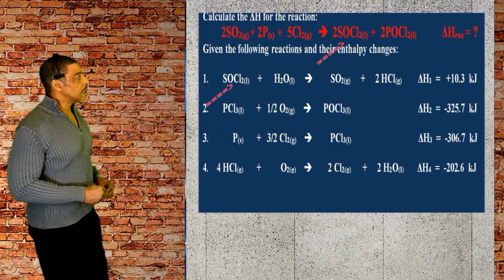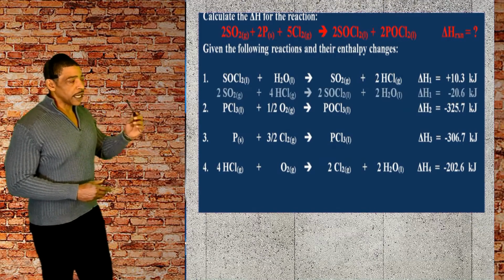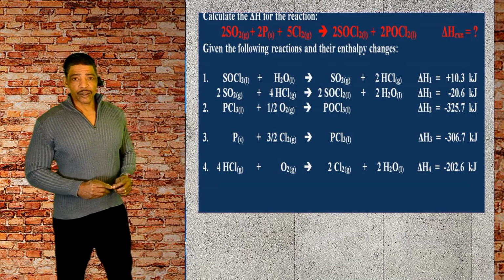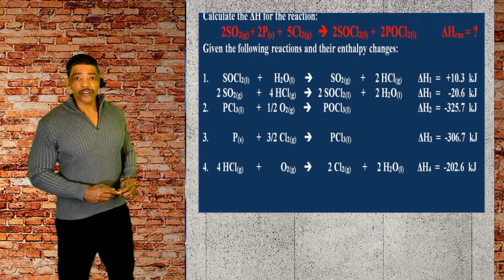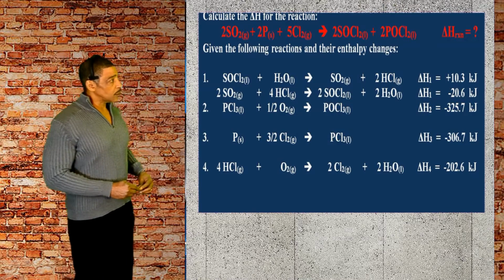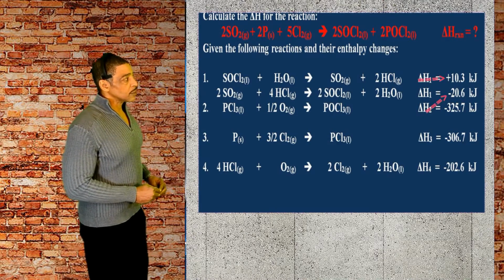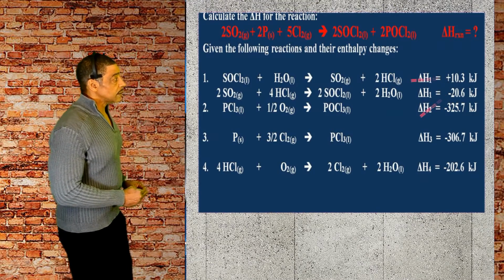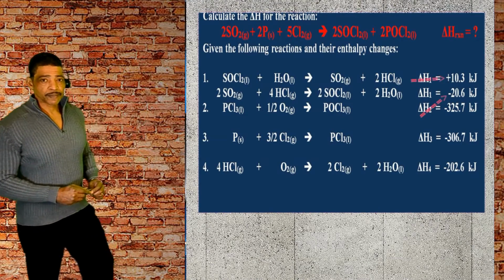Therefore, step 1 must be both doubled and reversed. If the step is doubled and reversed, the delta H value must also be doubled and reversed. So the original 10.3 kilojoules now becomes negative 20.6 kilojoules.